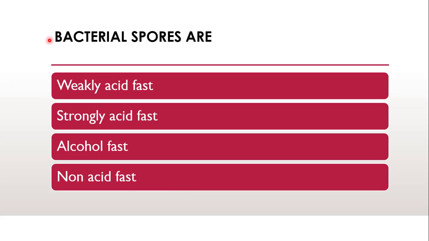Next question is, bacterial spores are, whether they are weakly acid fast, whether they are strongly acid fast, whether they are alcohol fast, or they are non-acid fast. So the correct answer is bacterial spores are weakly acid fast in nature.